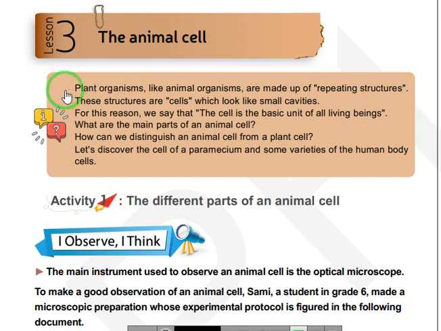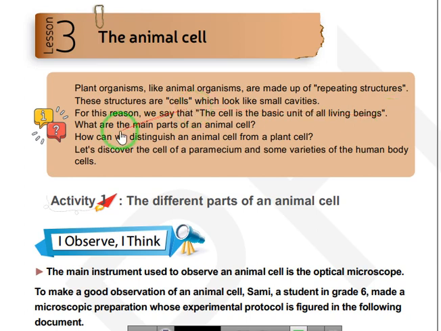Plant organisms, like animal organisms, are made of repeating structures or repeating parts. These parts are known as cells, which look like small cavities. They are very tiny and small cavities, and the cell is only seen or observed using a microscope.